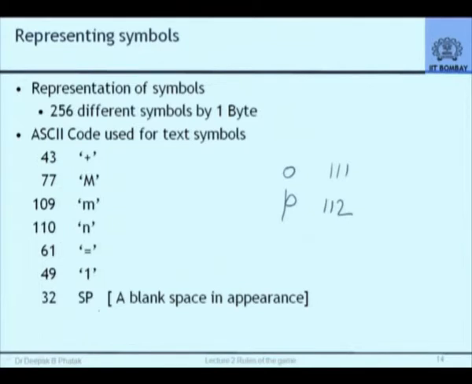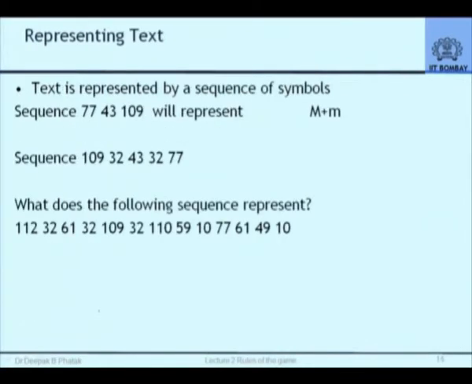What is 32? SP is a blank. So you see, you are typing, I am typing my name, Deepak Phatak. I want to give a blank in between. Now what appears to me to be a blank is actually a symbol, and it has a numerical value which happens to be 32.